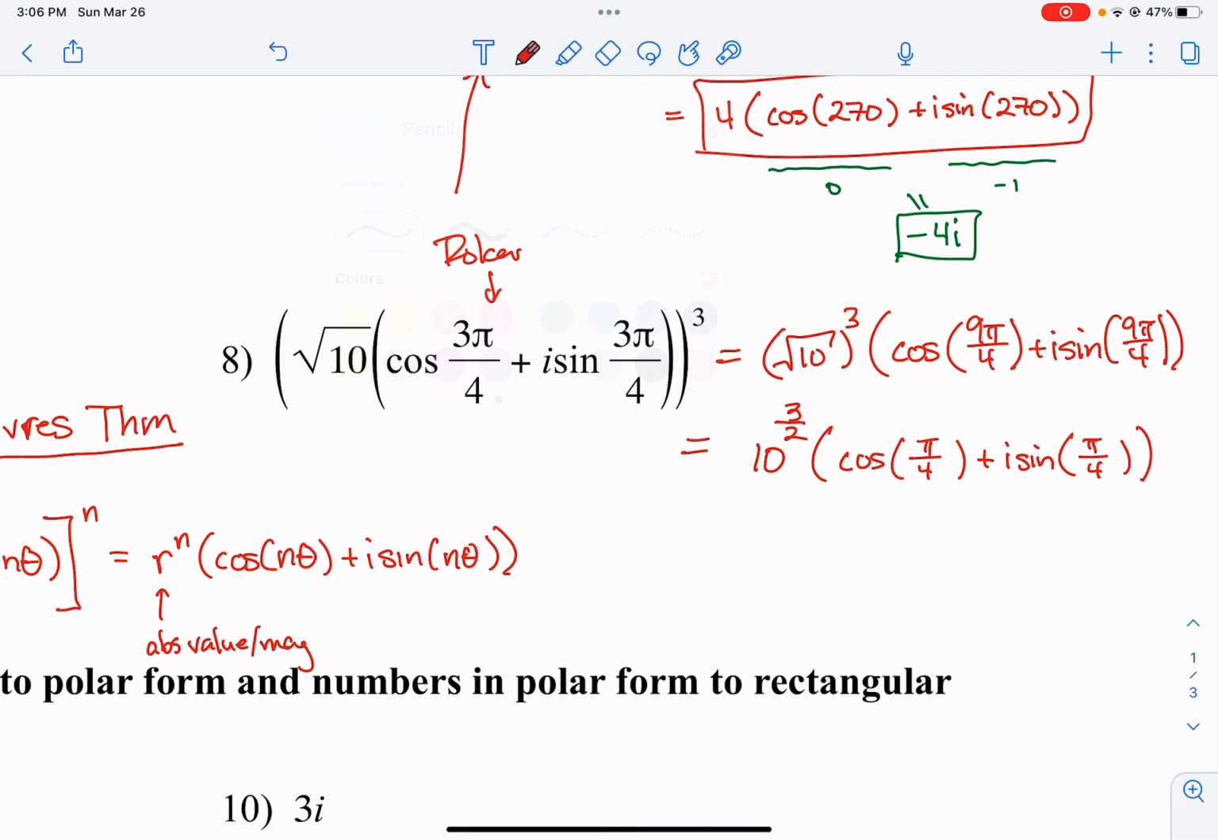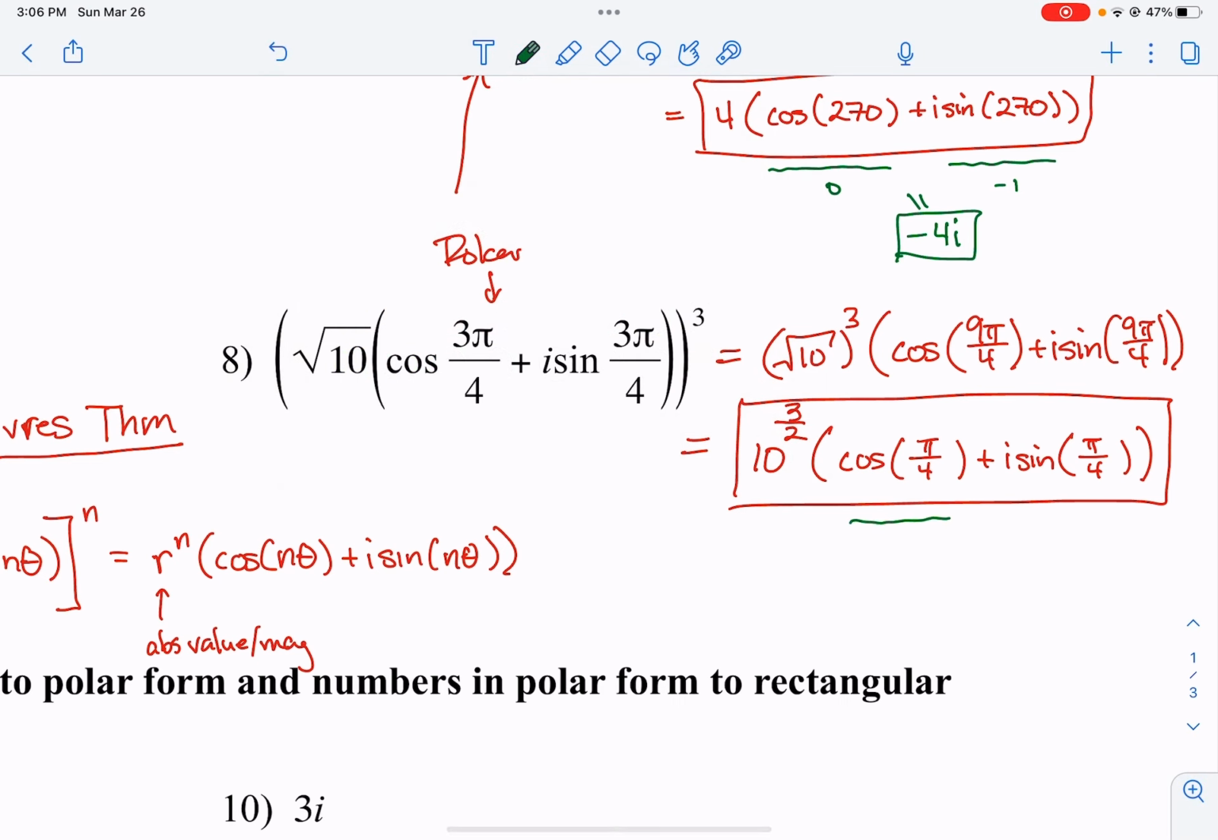Yeah, so this would be our final answer. That's a more proper way to write it. But to get rectangular form, you would just calculate this, square root of 2 over 2. You would calculate the sine, square root of 2 over 2. And then you would just multiply it out, right?